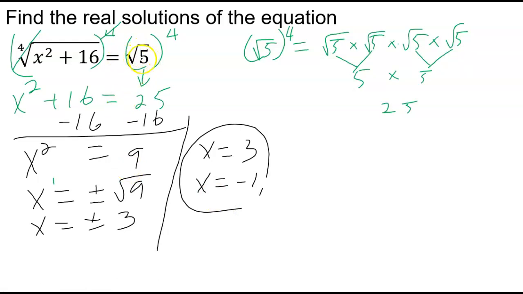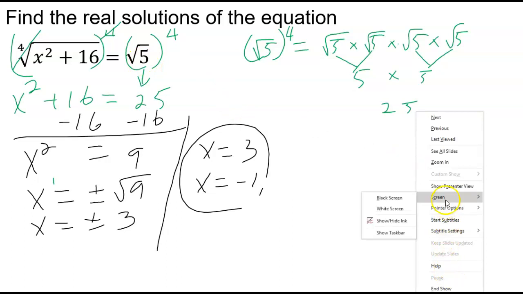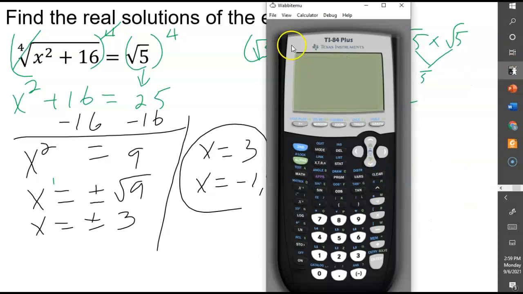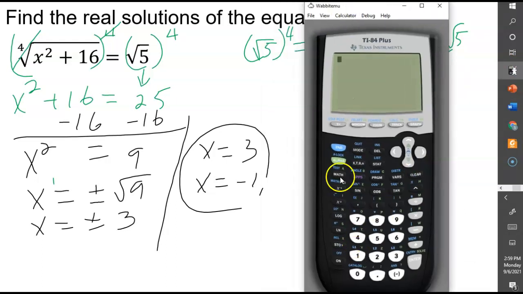The square root of 5, let's check what the square root of 5 is. Okay, square root of 5 is 2.2. Okay, let's check the other side, the 4th root. To get the 4th root, we go to math, and then we select this one that has x in it. So that one you can use for any root. So I have the 4th root.